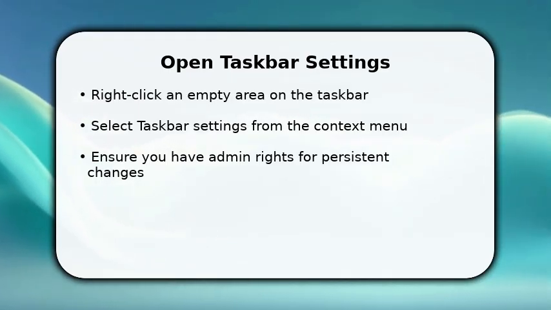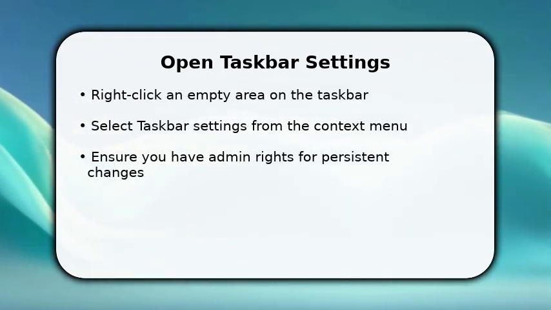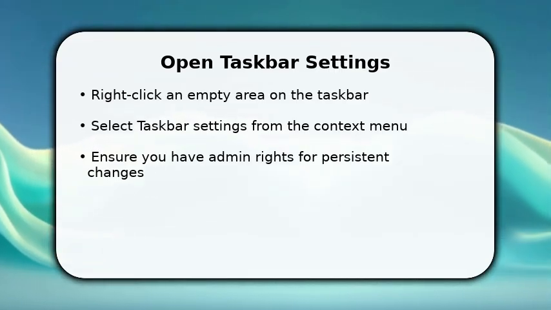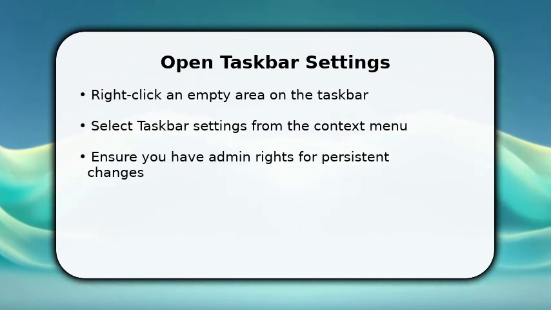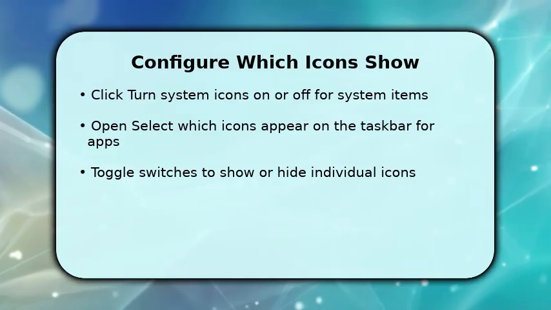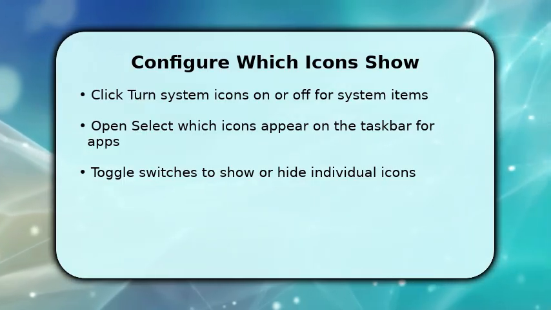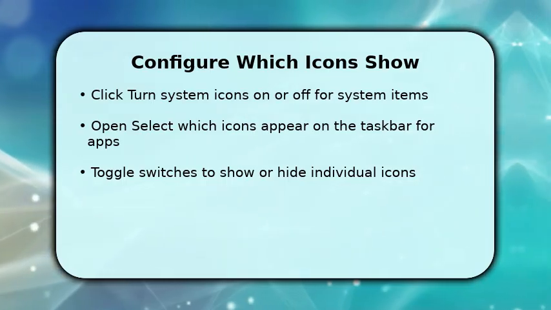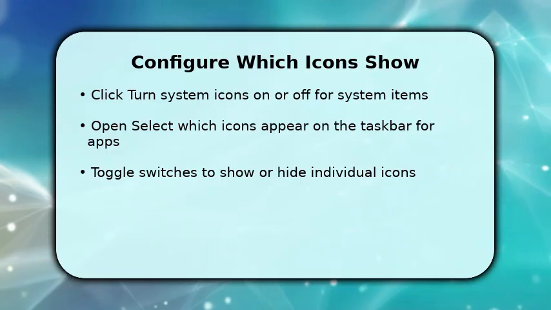This first step gives you the exact place to show icons, adjust badges, and control which system icons display, so you don't have to hunt through multiple menus later. Once in settings, click Turn System Icons on or off to manage clock, volume, network, and other system items. Then select which icons appear on the taskbar to control app icons.